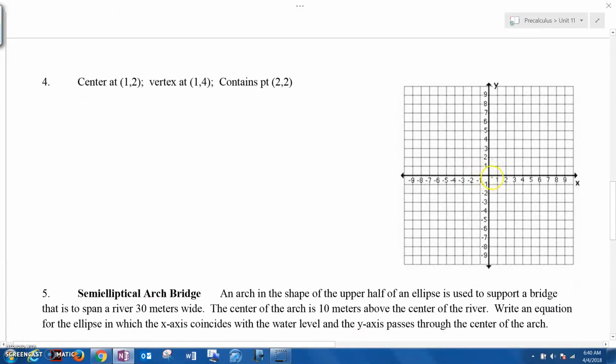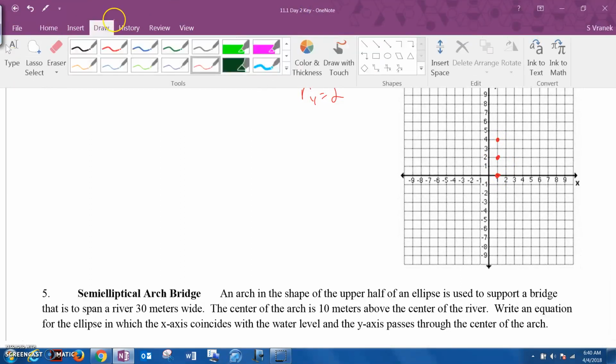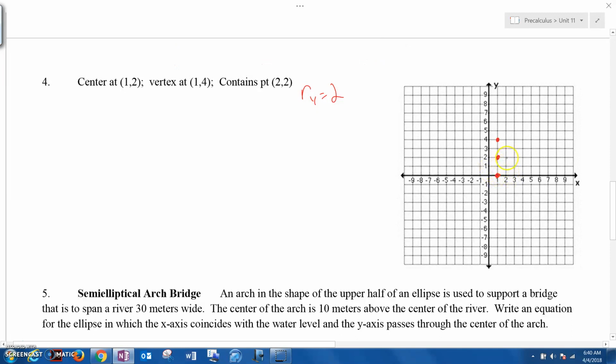I have a center at (1, 2) and a vertex at (1, 4). So right away, I'm telling you that Ry is equal to 2, and that's also the major axis. So if Ry is 2, that means there's another vertex at (1, 0). It also contains the point (2, 2). Well, if I pick (2, 2), (2, 2) is here. Do you guys see how that is right next to the ellipse center in the x direction? I basically gave you Rx.